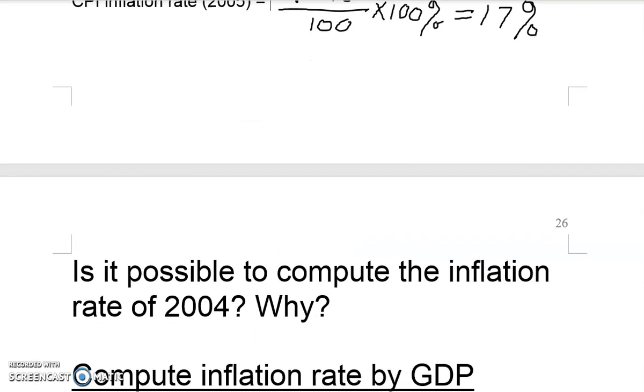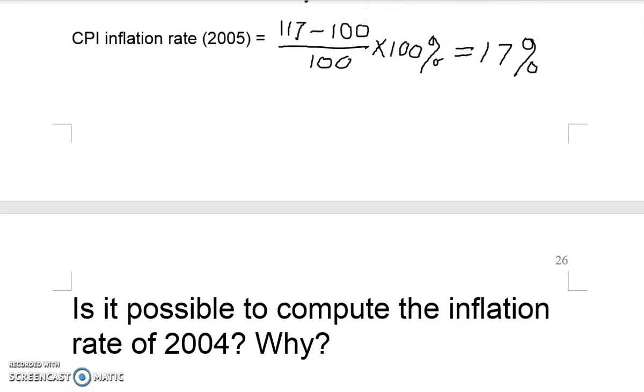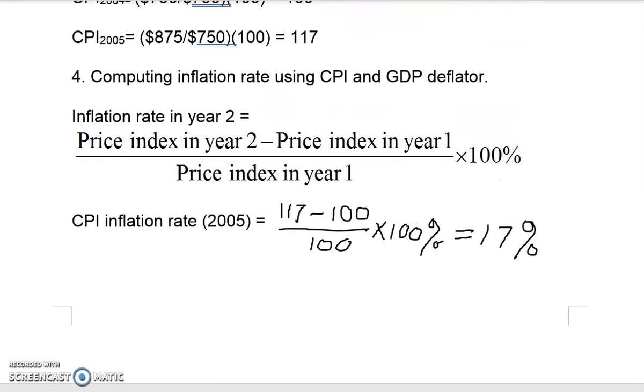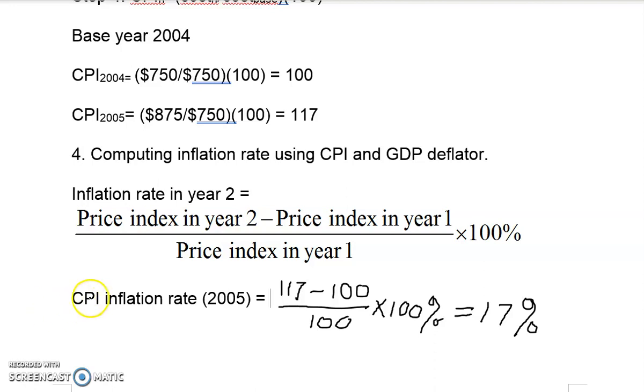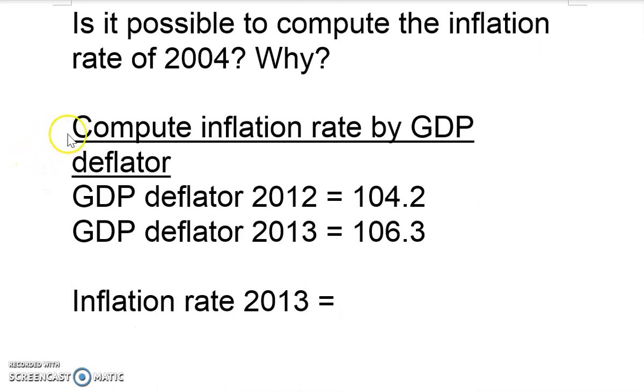Question. In our example, is it possible to compute the inflation rate of 2004? Why? Let's see. In order to compute the inflation rate for 2004, we need 2003, isn't it? This is 2004, so we need 2003. However, we didn't have 2003. So the answer is no, it's impossible because we don't know 2003. Okay?